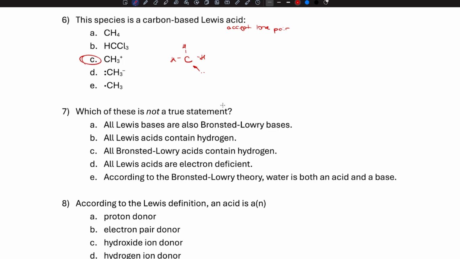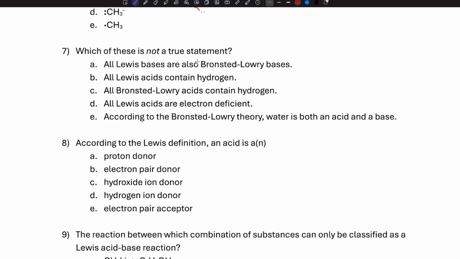Question 7, which of these is not a true statement? The first answer choice, all Lewis bases are also Bronsted-Lowry bases. It's definitely true, right? Because if you think about it, a Lewis base has to be able to donate a lone pair, and if it's able to do that, we're assuming that it's going to be accepting a proton later on. It fits both definitions: you could donate a lone pair, but at the end of the day, because of that, you're also going to be ending up accepting a proton. And because of this, Lewis bases also inherently qualify as Bronsted-Lowry bases.